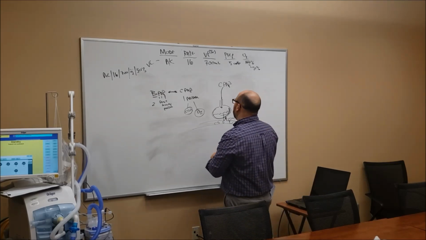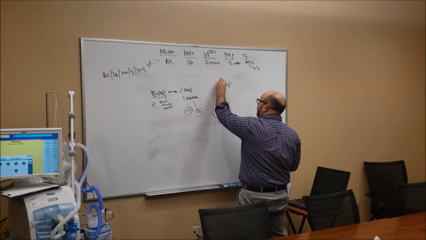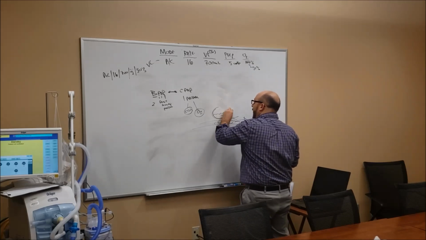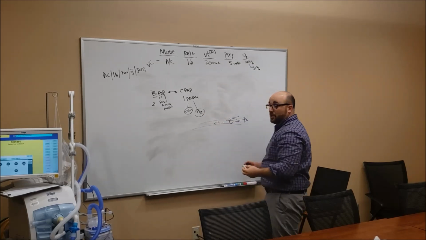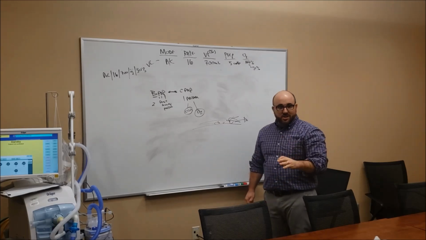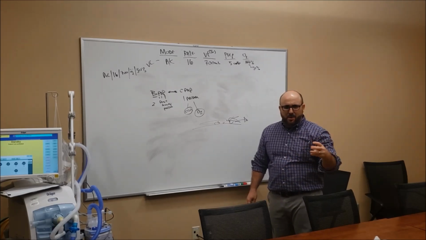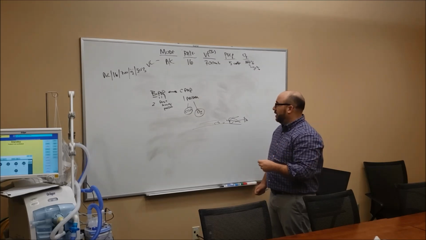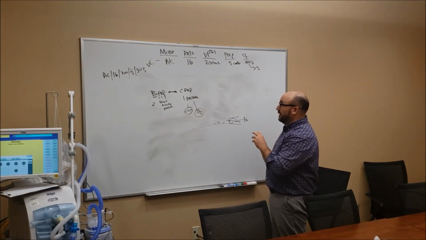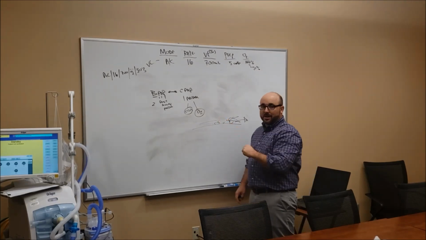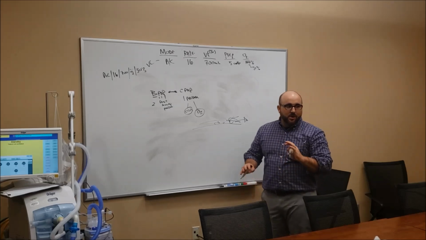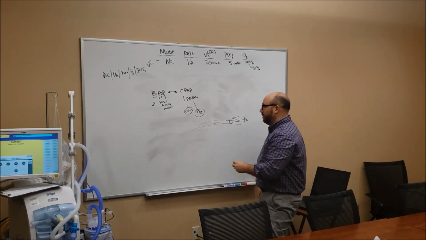BiPAP is the one you're going to see most often. Now, if any one of y'all came in with a really bad pneumonia and you had an oxygenation issue, but there was no ventilation component, like your CO2 is normal, the best remedy for that would be CPAP, because it's just an oxygenation issue. But we don't do that. We put people on BiPAP every time.